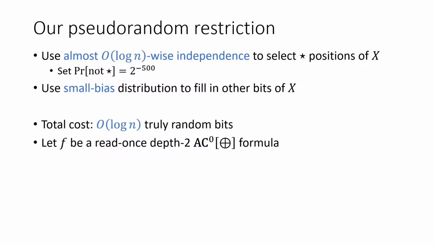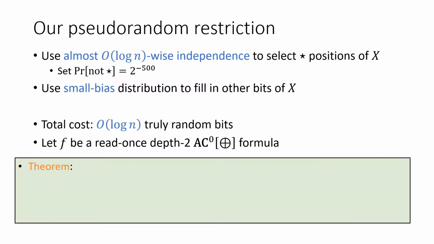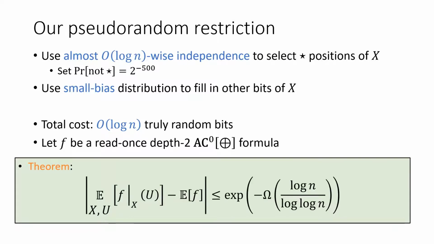Let f be a read-once depth-2 AC0 formula with parity gates. Consider two thought experiments. In the first experiment, we sample our pseudorandom restriction, x, and we use it to restrict the function f, and then we set the remaining living variables using truly random bits, u. In the second experiment, we just plug in a truly random input to f. What we prove is that the expectation of f is essentially the same in these two experiments. It's the same to within error 2 to the minus log n over log log n, which is near optimal. To put it another way, the pseudorandom restriction x approximately preserves the expectation of f.